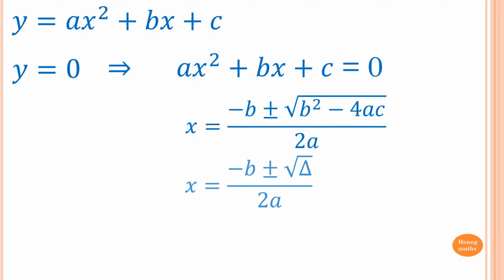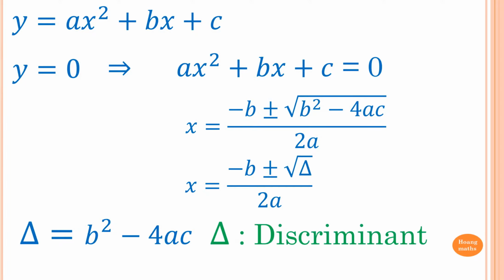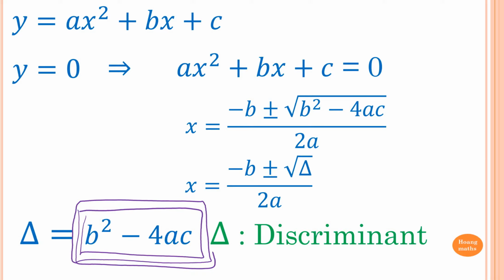Of course, we can write it like this: x is equal to negative b plus minus square root of delta all over 2a. Now delta is equal to b squared minus 4ac. This is called the discriminant. So please remember that the discriminant is b squared minus 4ac. This is important.